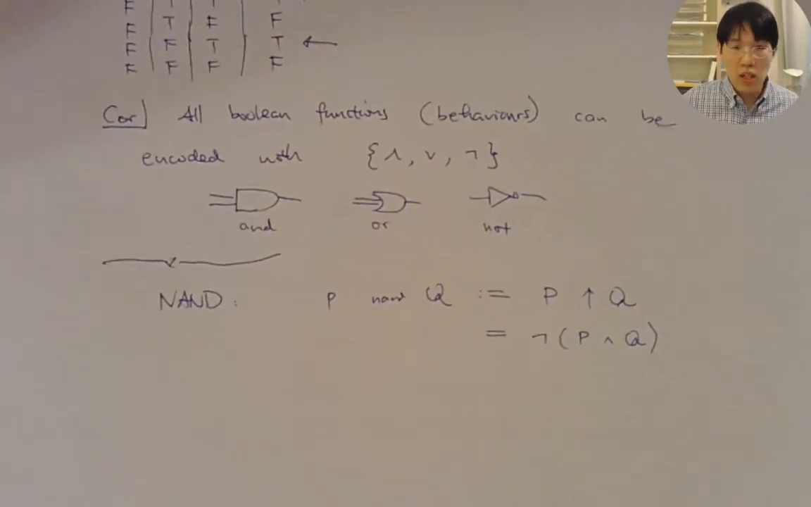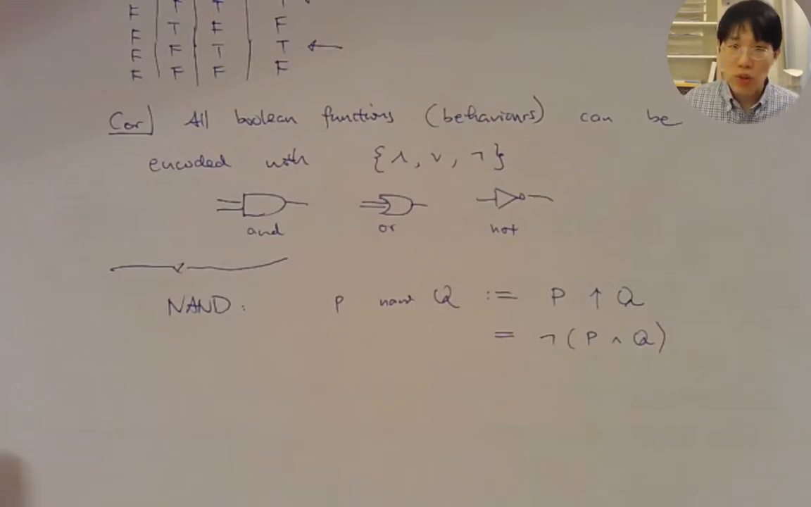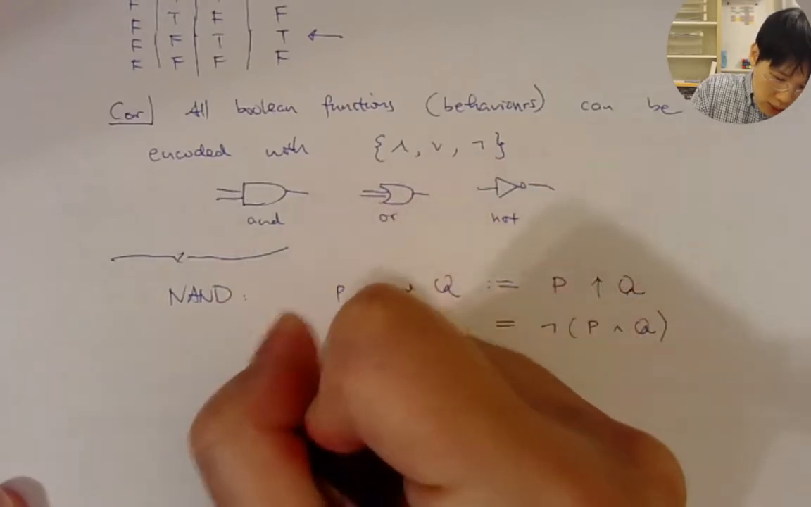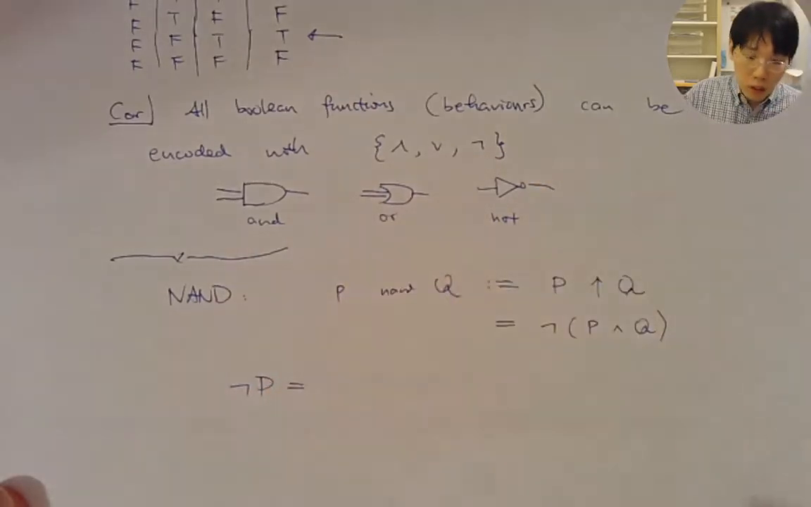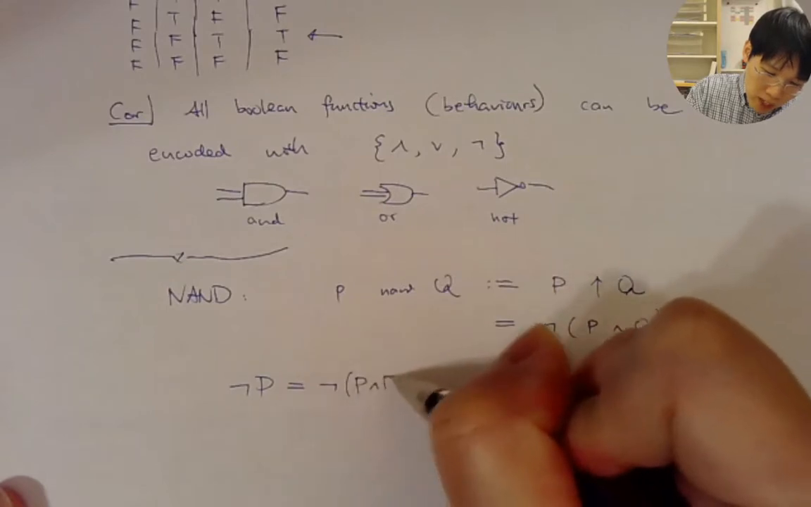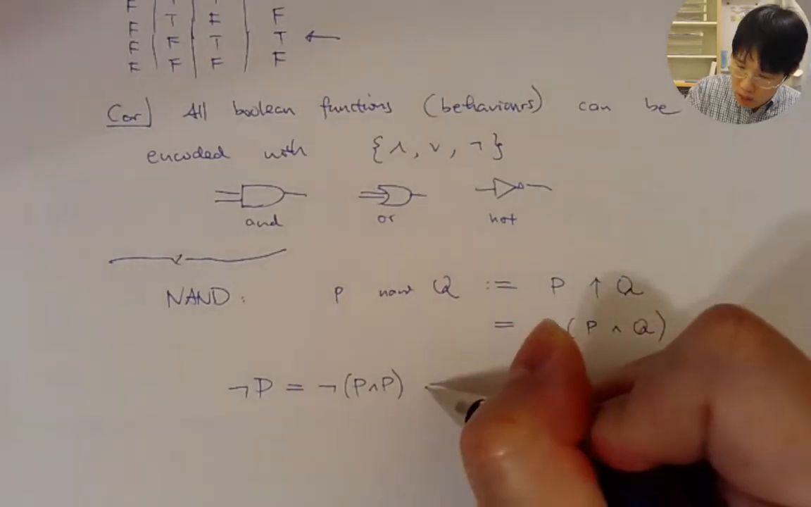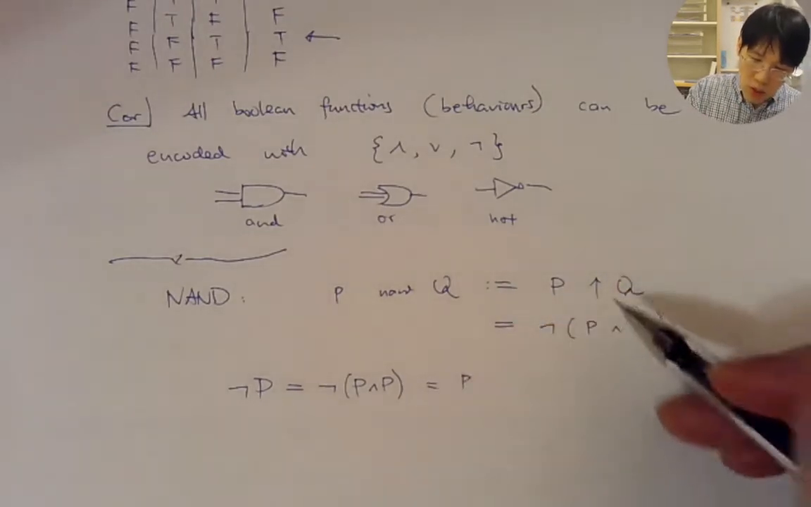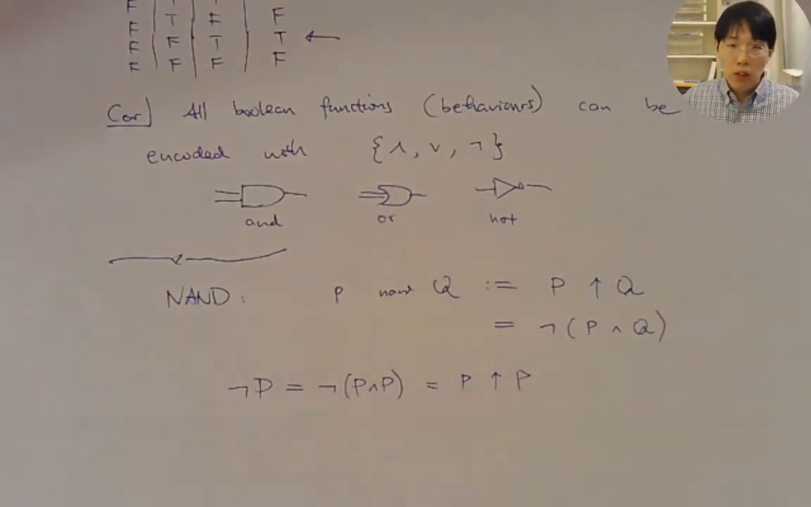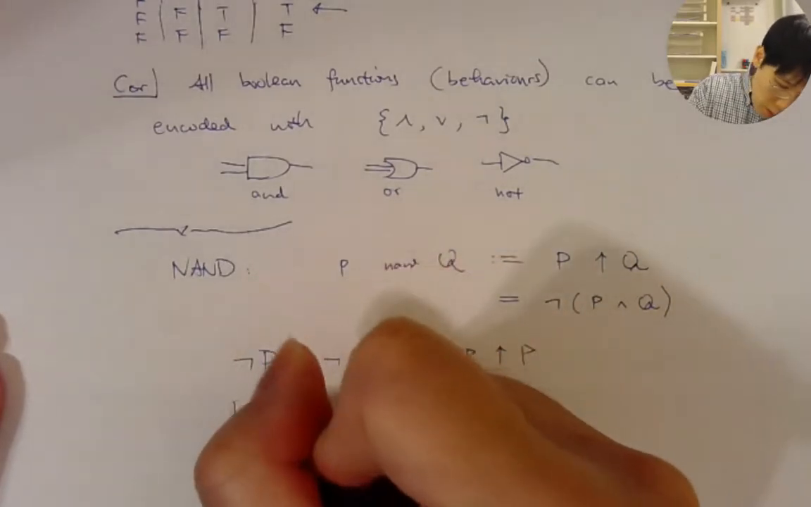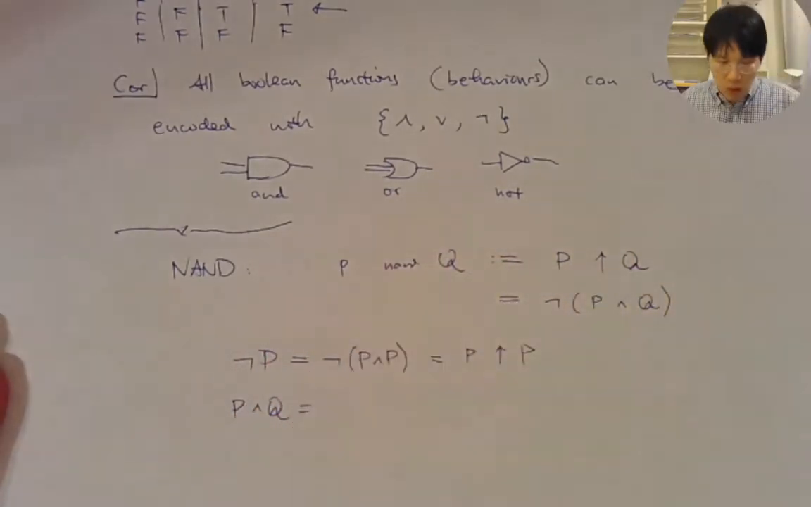Now, what good is this, for example? This is very useful in digital electronics for the following reason. Suppose I wanted to calculate not P. Well, by idempotence, you know that you can also write it as not (P and P), and then that turns into P NAND P. So instead of using a NOT gate, you can use a NAND gate to produce the negation behavior.